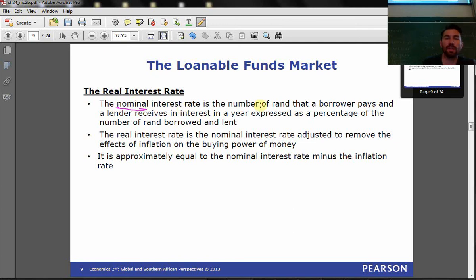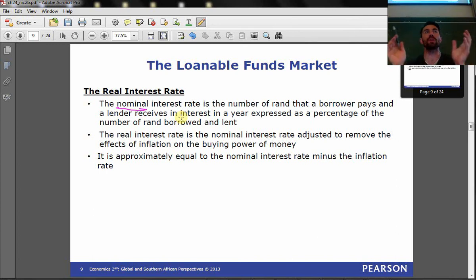So the nominal interest rate is basically the amount of rands that a borrower must pay to a lender. The real interest rate is: take that nominal interest rate and adjust it to remove inflation. So the difference between a nominal interest rate and a real interest rate is exactly the same as the difference between any other nominal and real variable.